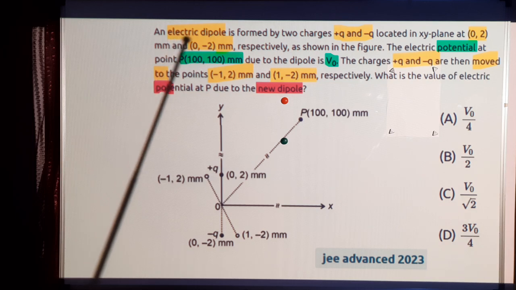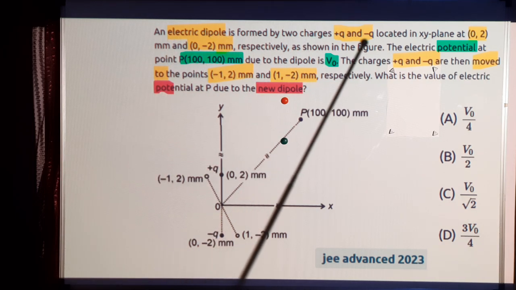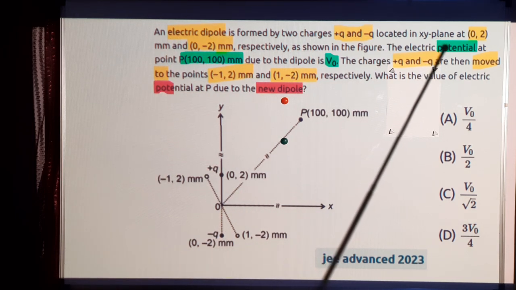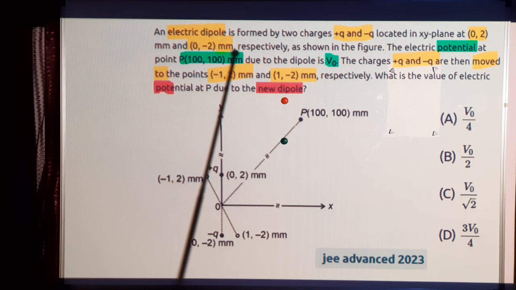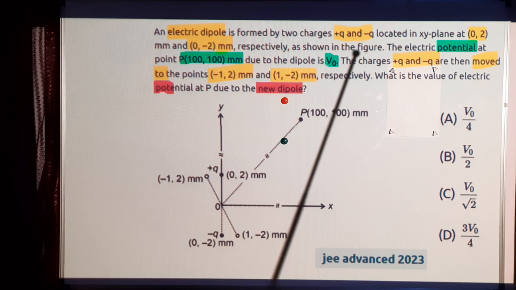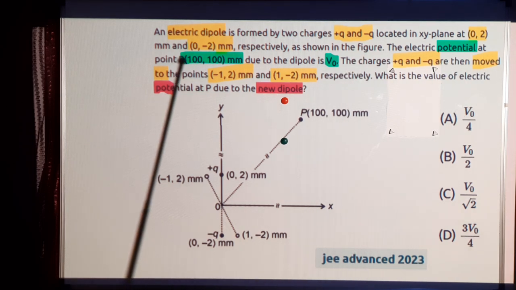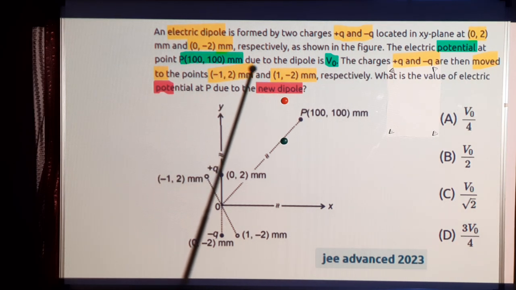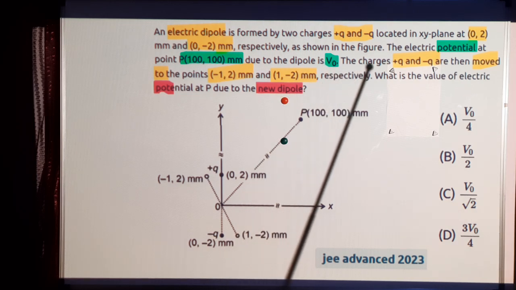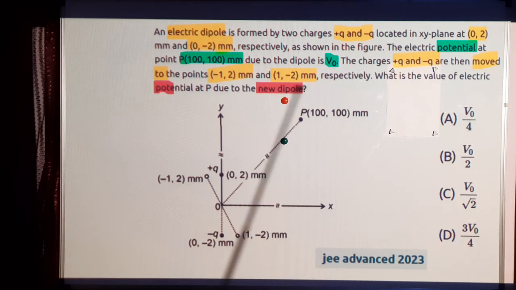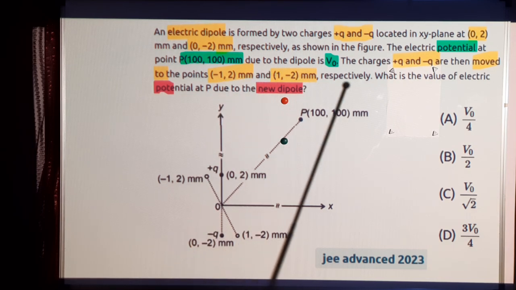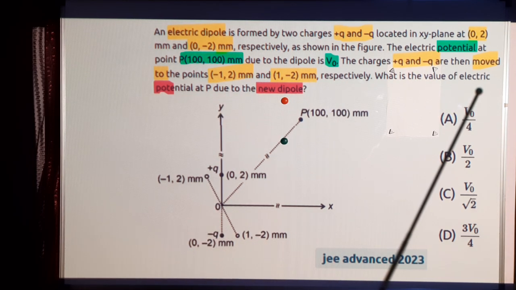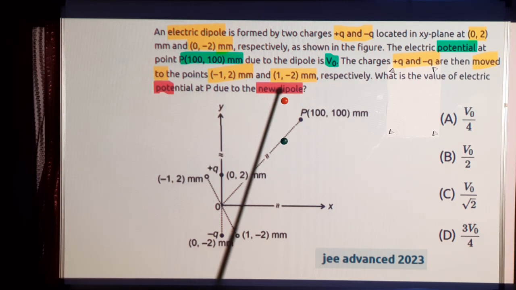An electric dipole is formed by two charges, plus q and minus q, located in the xy plane at 0, 2 mm and 0, minus 2 mm, respectively, as shown in the figure. The electric potential at point P 100, 100 mm due to the dipole is V0. The charges plus q and minus q are then moved to the points minus 1, 2 mm and 1, minus 2 mm, respectively. What is the value of the electric potential at P due to the new dipole? You can pause and attempt this question.